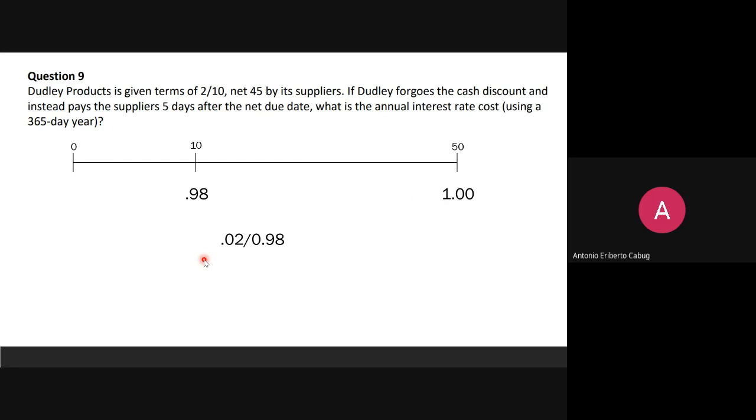So that's an additional 0.02 divided by 0.98. 2 over 98. That's the rate of interest in borrowing. Technically, nangihiram ka ng pera, no? Hindi ka nagbabayad agad. So 0.02 over 0.98. Annualize na lang natin. This is useful for 40 days. So divided by 40 days, multiply by 365 days per year. The annual interest rate is indeed 18.62%. Very good. The correct answer is indeed 18.62%.